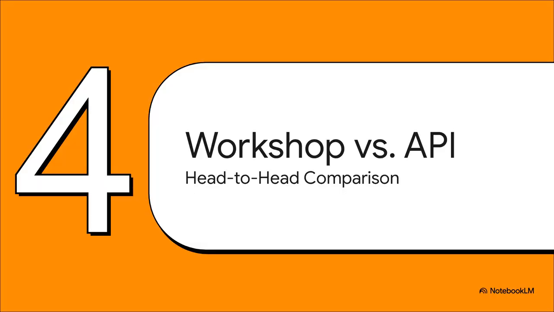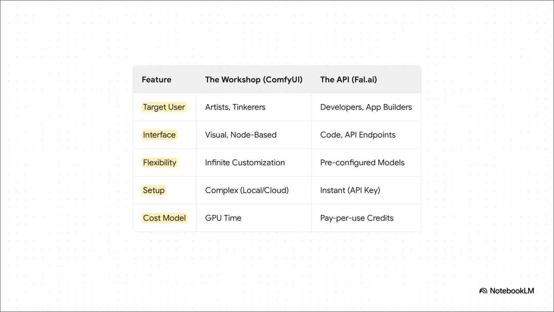So now that we've seen both paths, let's put them side by side. This is where the differences, the trade-offs, become really clear. Okay, so here's the breakdown. The workshop, like ComfyUI, is for artists and tinkerers working on a visual canvas. The flexibility is pretty much infinite, but the setup can be a bit more work, and you're paying for GPU time. Then you have the API, like Flora AI, which is built for developers who live in code. You get incredible speed from pre-configured models, access is instant, and you just pay for each result you generate.